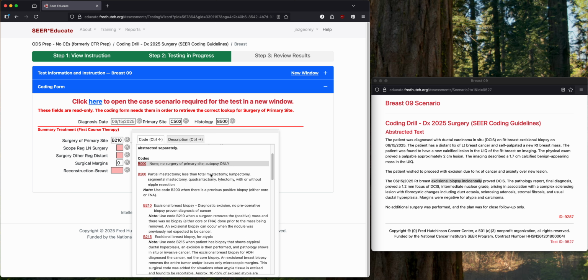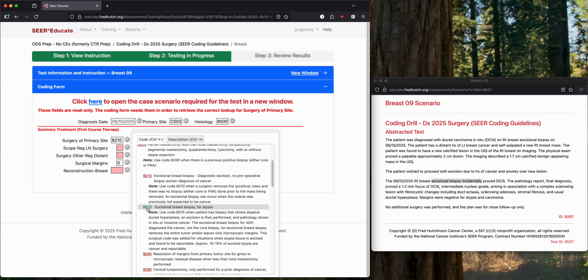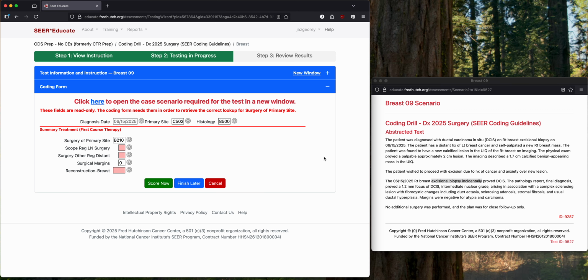Yeah, okay. So I'm going to go for this one because this is the same thing, but it's not for atypia. This one is for diagnostic excision or no preoperative biopsy. This is what happened. They excised it because they felt something. Okay, so I'm going to stick with this one. I think it's this one. I'm sure it's this one. And then there weren't any lymph nodes. This is 0. That's 0.